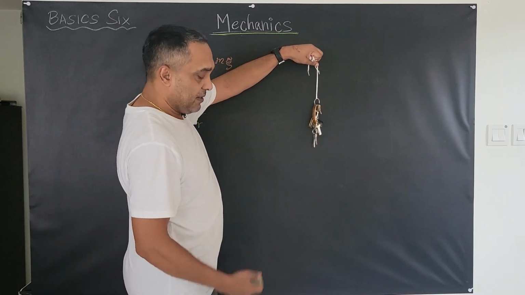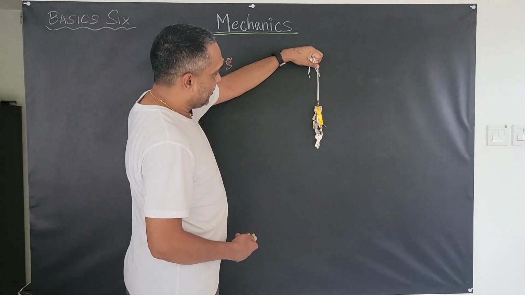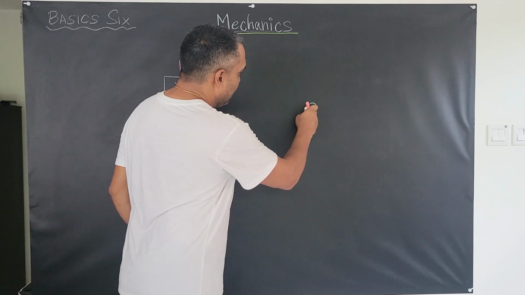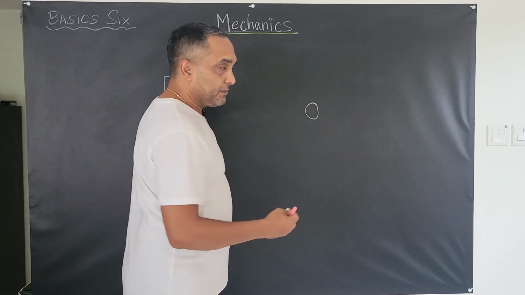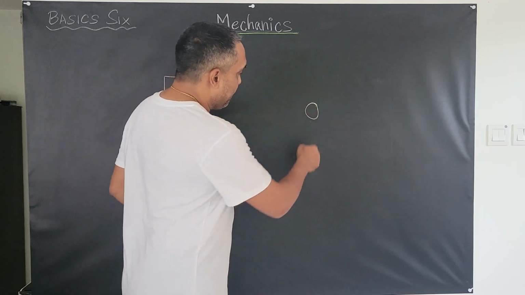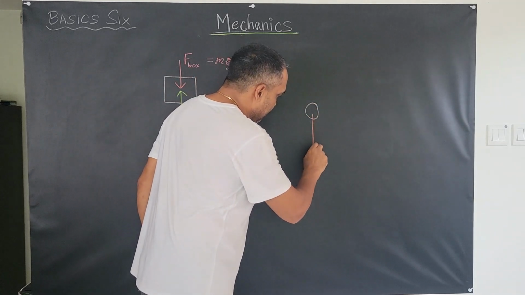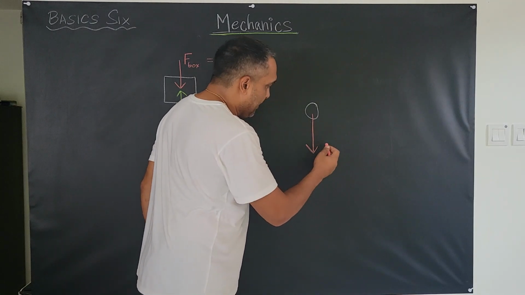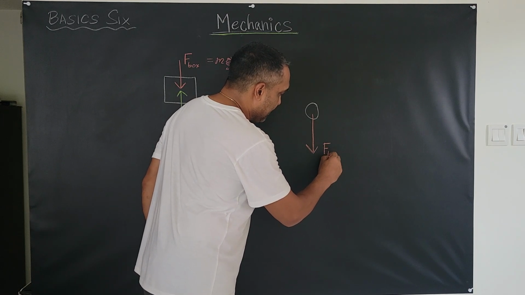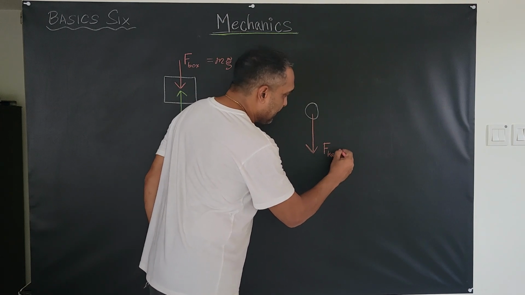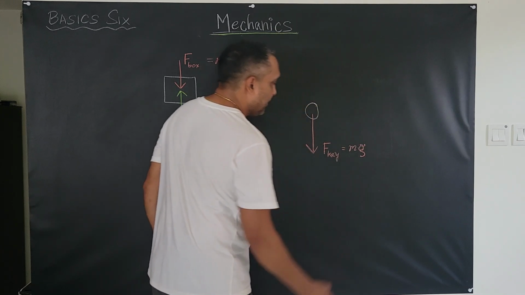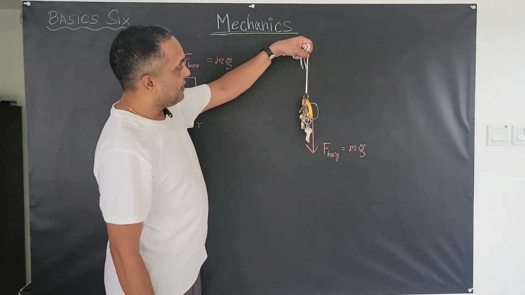It's hanging on a string. So what's going on here? Let's say this is my bunch of keys, and I'm going to illustrate this with a circle. It's a bunch of keys. This is going to exert a force downwards. This is the weight of the keys. So again, this is force of the keys, and that's equal to their mass times acceleration due to gravity, which is the weight of the keys.